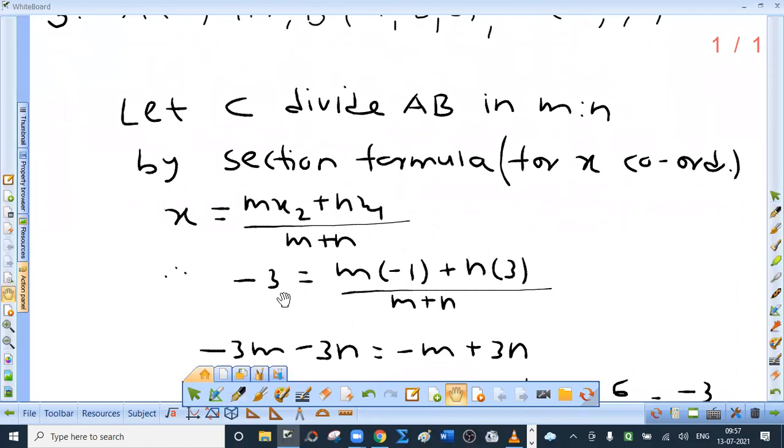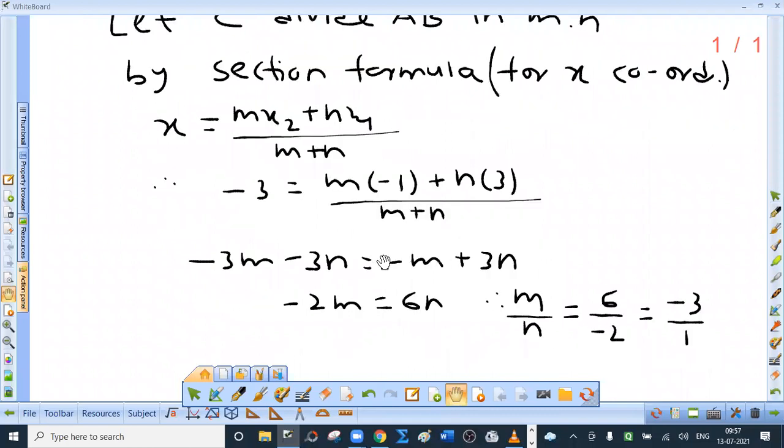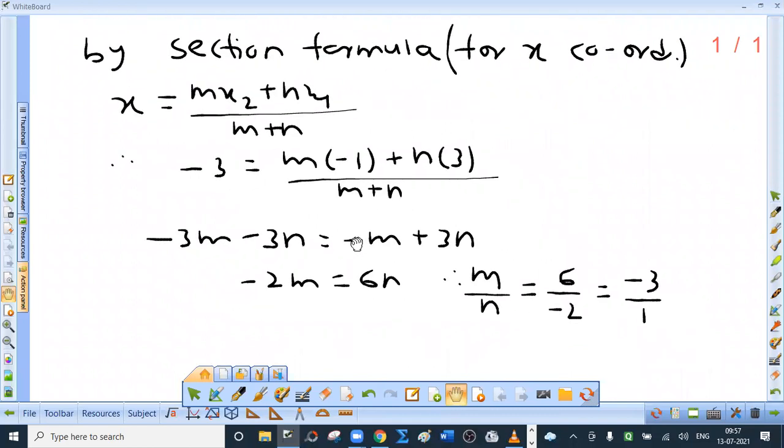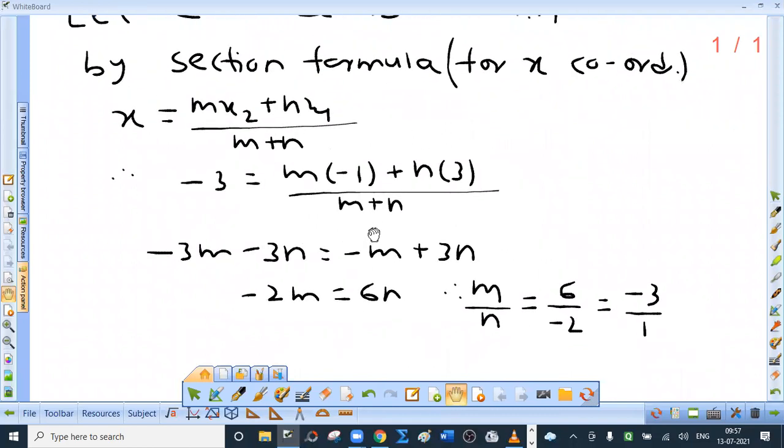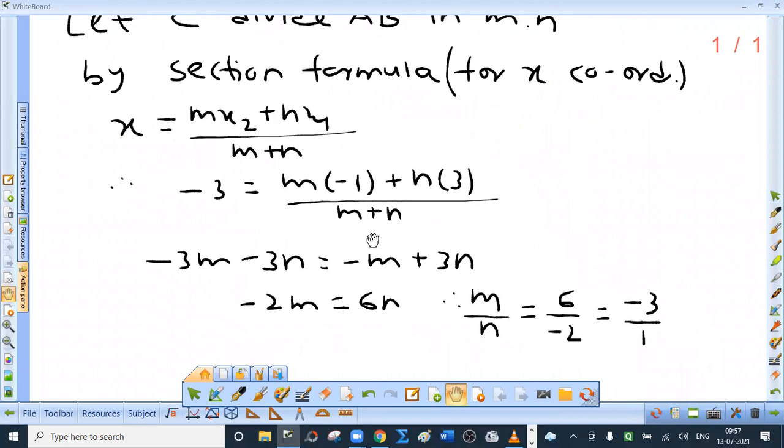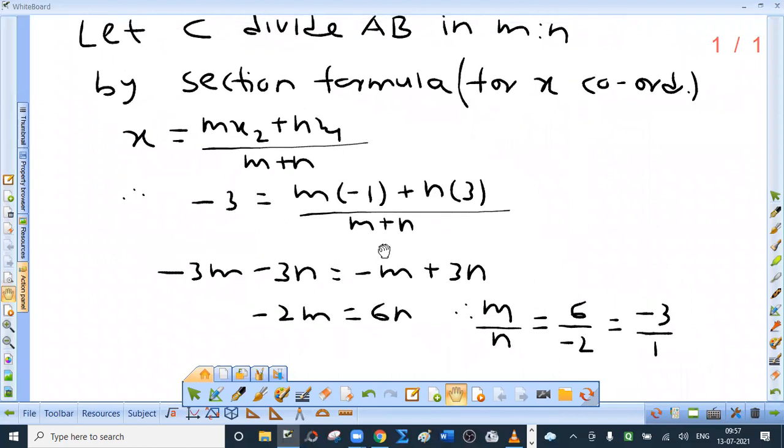X coordinate of C is minus 3. What is x2? X coordinate of B. And what is x1? X coordinate of A. Okay. So I get m upon n as minus 3 is to 1. So my conclusion is the point C divides segment AB externally. Now when I use the word externally, I should say in the ratio 3 is to 1.